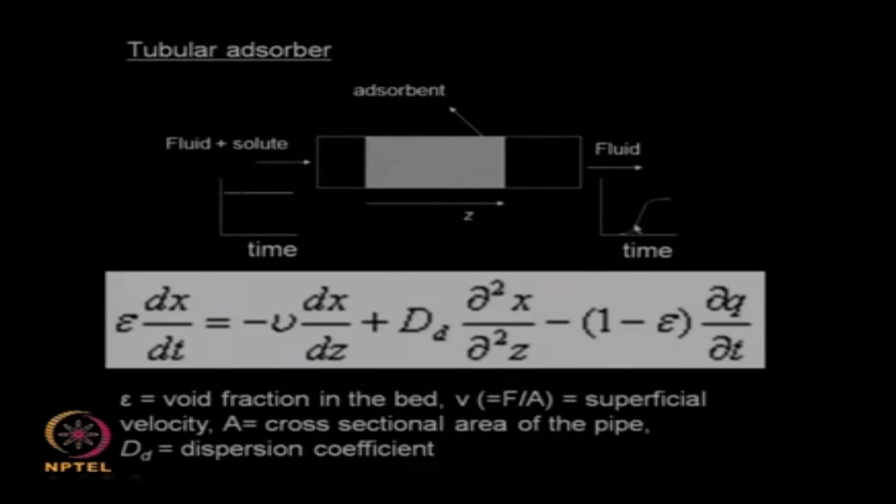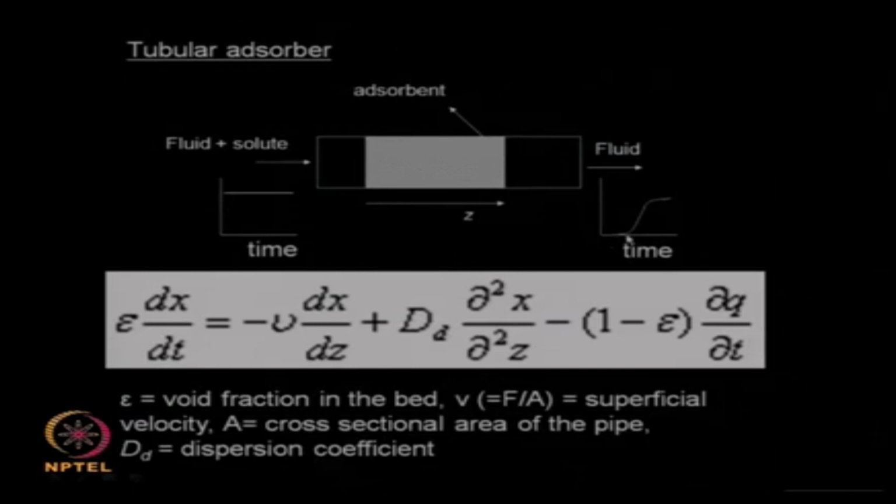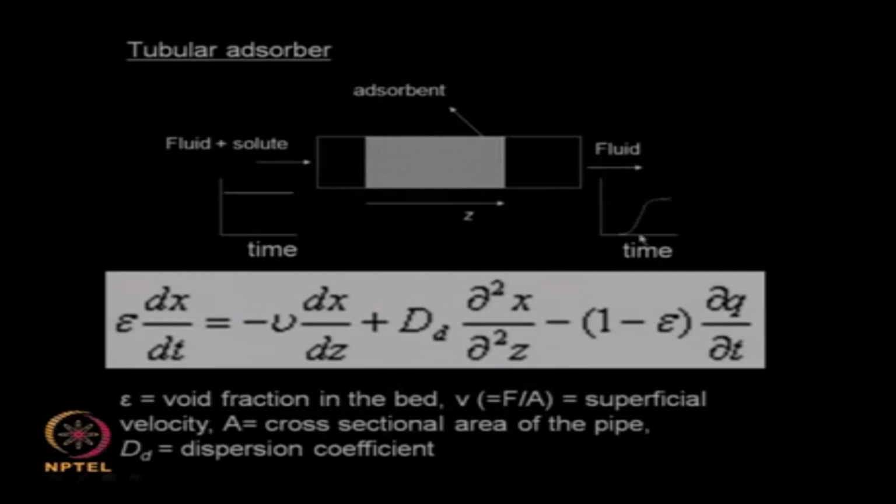So whatever is coming in will start going out. So you will get a sigmoidal type of curve. Initially the concentration will be 0 and after some time it will start coming out. We will talk about this particular curve more in detail.